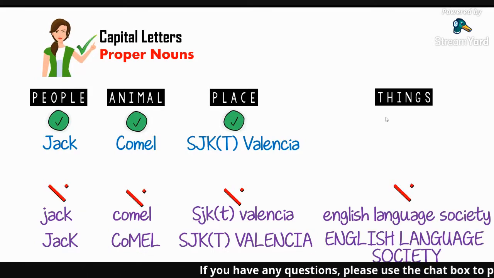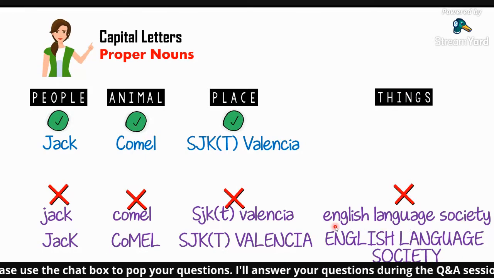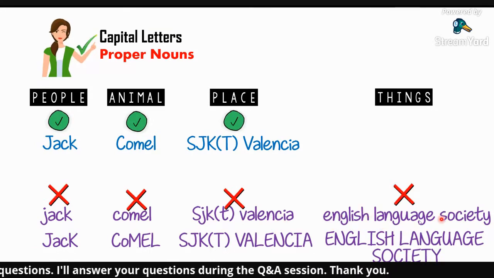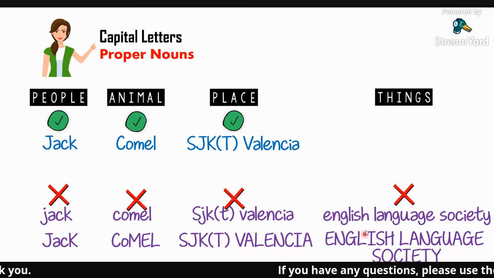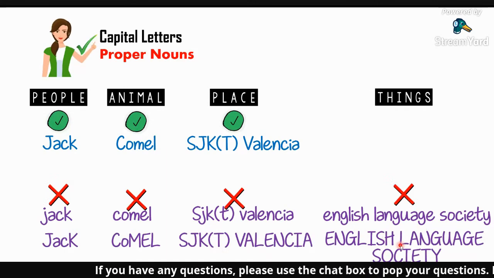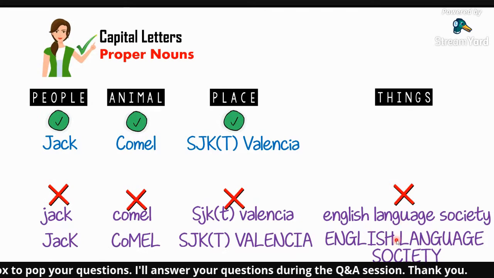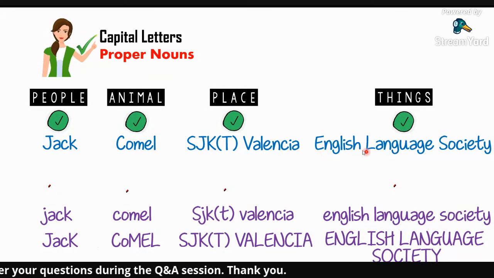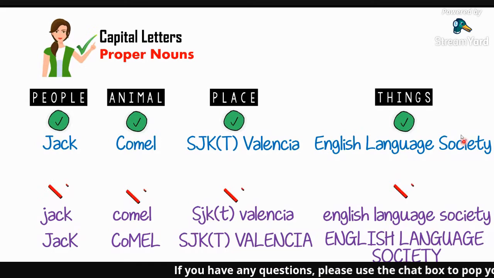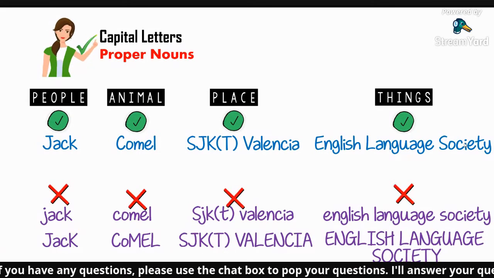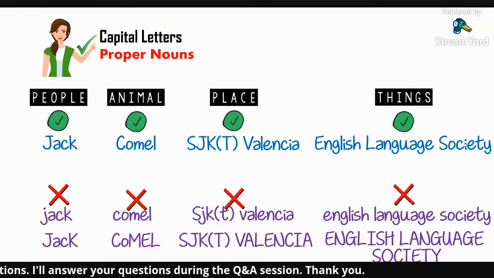The next one, under things, we have English language society. The same mistake again as with place. Everything in small letter is wrong, and everything in capital letter is also wrong. This is the common mistake that you tend to make when you're transferring. This is how you're supposed to write it: the E, the L, and the S only in capital, so we have English language society. Please be very careful, because later on when you're answering your quiz, all these are going to be there.